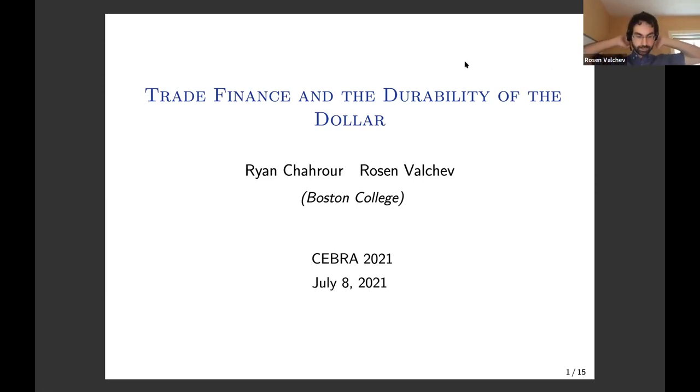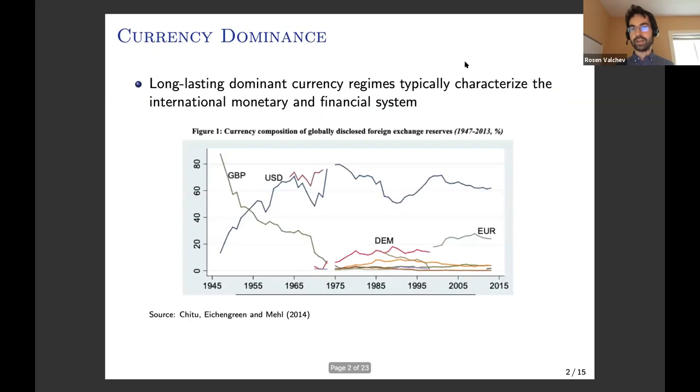And what we do in this paper is, I think it's actually very well integrated. We want to think about dominant currencies. We want to think about how they arise endogenously, and in particular, why the coordination on a single dominant currency is stable through time. This focus on the stability through time is, I think, where our paper would depart the most from the literature.